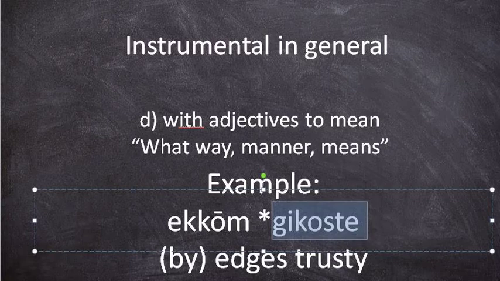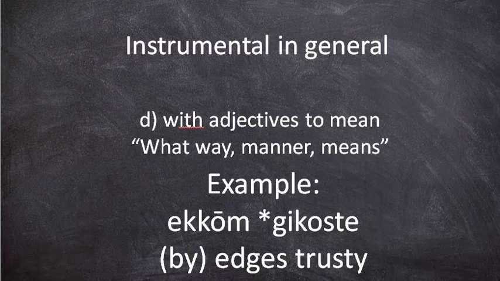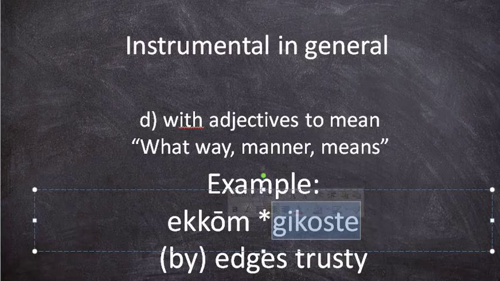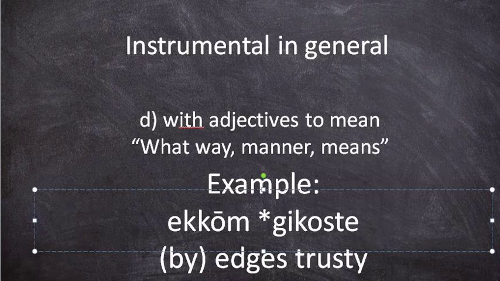So again, this is giving us this, and so what is our adjective is gekoste, but this is like trusty in terms of something tried and true, something tried and proven to work, if you will. So we got edges, through the means of edges, and trusty and whatnot. So don't be surprised when you see plural dative next to an adjective and whatnot.